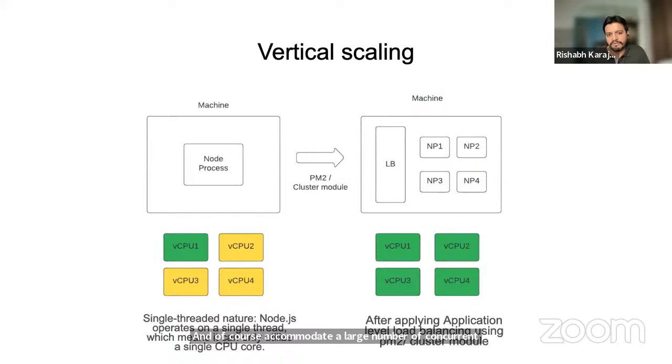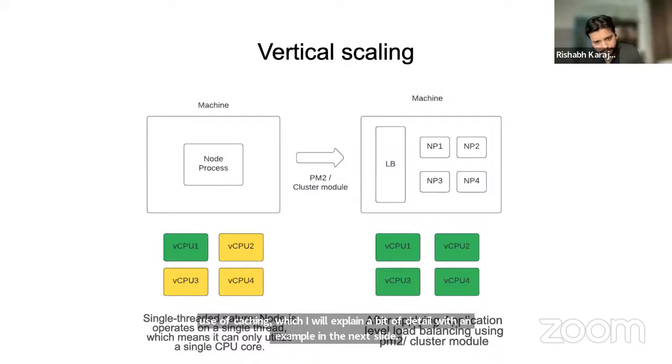Another aspect of vertical scaling is optimizing the Node.js runtime environment, right? This involves fine-tuning mechanisms like garbage collection, adjusting the thread pool size and the memory limits. Another very important aspect is the use of caching, which I will explain in a bit more detail with an example in the next slide. But to summarize, caching is another technique that can aid in vertical scaling.